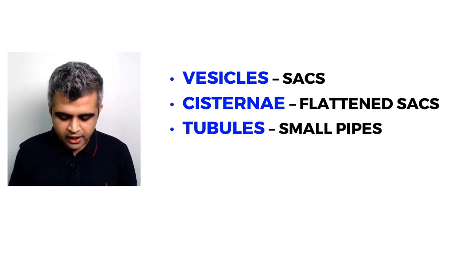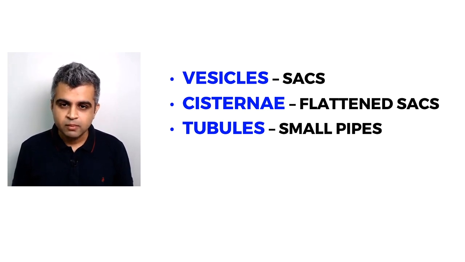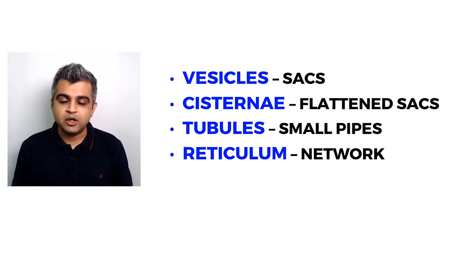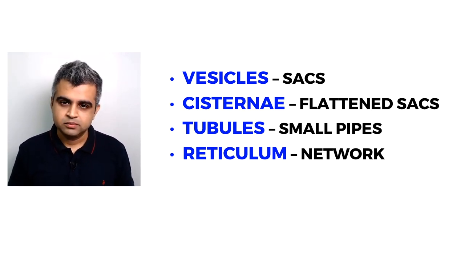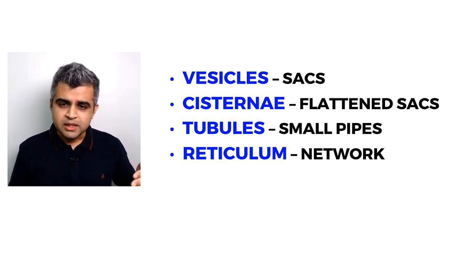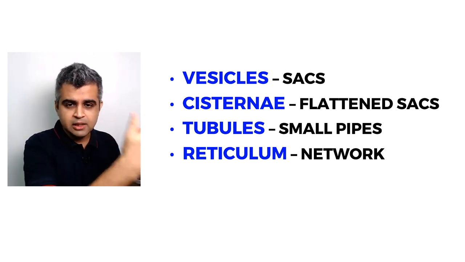Small tubes are called tubules. So, small pipes or small tubes can be called tubules. And finally, you have reticulum, which means network. Anything which repeats can be called a network. So we have telephone ka network, Vodafone ka network. So what that basically means is that whenever there is going to be a tower and waves are going away from the tower, they keep repeating themselves.